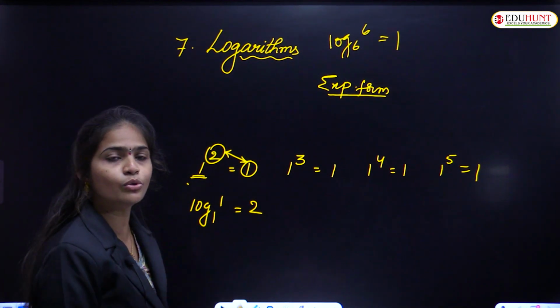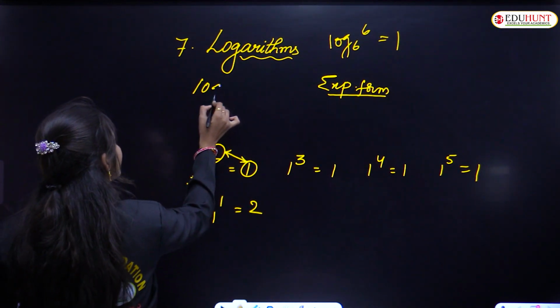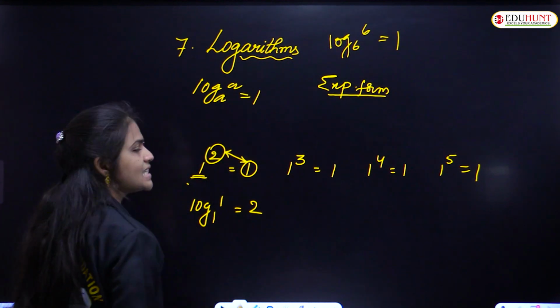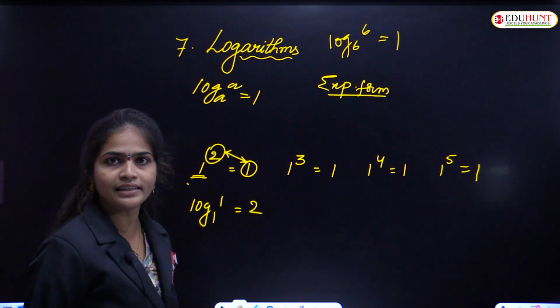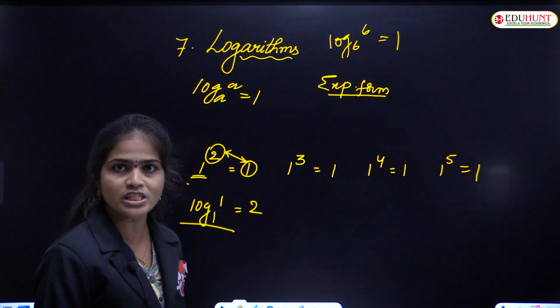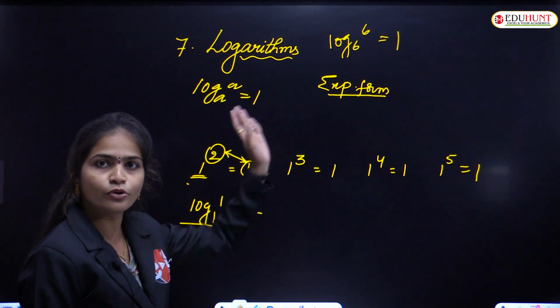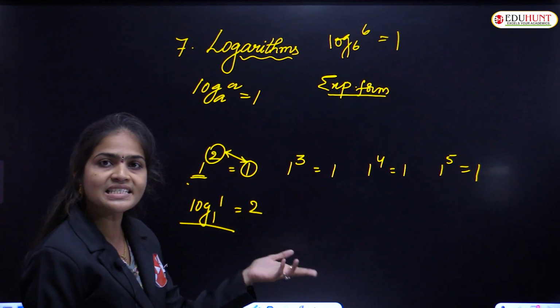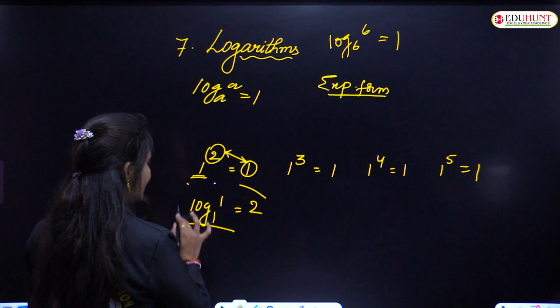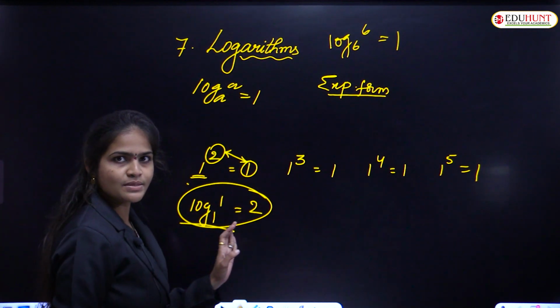Why? Because already we know the condition: log a to the base a is always equal to 1. Already we defined that, right? But here we are getting log 1 to the base 1 is equal to 2. Is it possible here? Already we know the proof also. Then how can we say that log 1 to the base 1 is equal to 2?